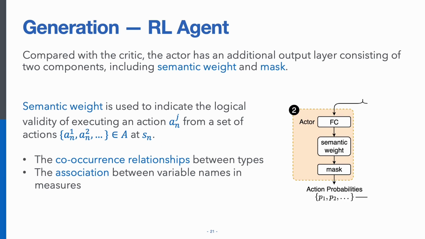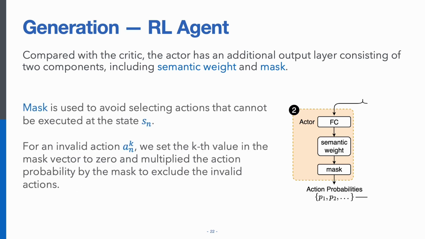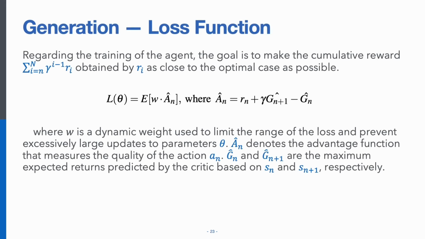Semantic weight is used to indicate the logical validity of executing an action through the semantic relationship between insights before and after executing the action. The second component of the actor, mask, is used to avoid selecting actions that cannot be executed at the state. Last, the agent outputs two items: the action probabilities computed by the actor and the expected return computed by the critic. When training the agent, the goal is to make the cumulative reward obtained by the selected action as close to the optimal case as possible. Thus, we applied the loss function and utilized stochastic gradient descent to optimize the parameters.